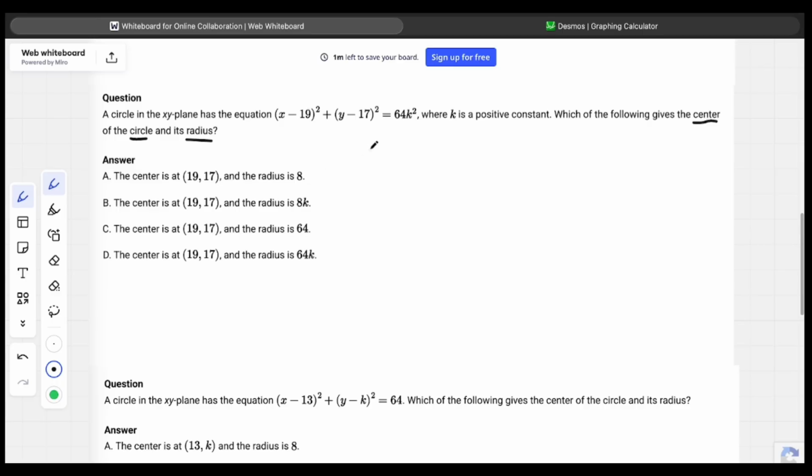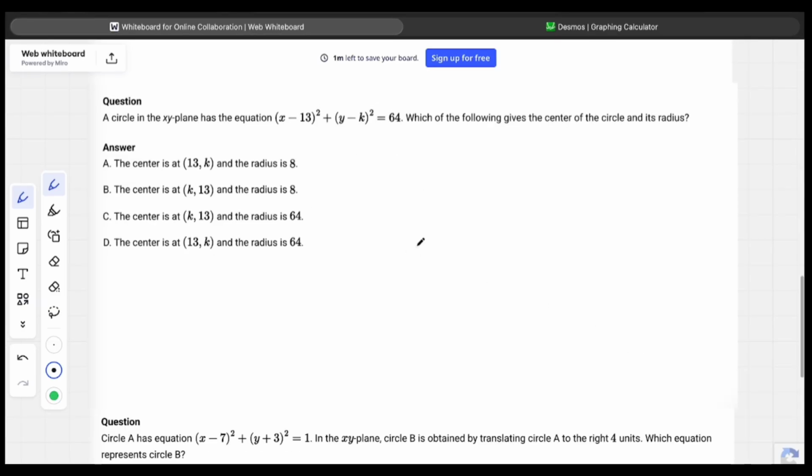So just like we did in the last question, we know that this is our r squared. So all we have to do is make this equal to r squared. And how do we solve from here? We're supposed to square root both sides. Now when we do this, this becomes r. Well, what happens on this side? You have to square root each one by themselves, so the 64 by itself and the k squared by itself. What is the square root of 64? It's 8. And the square root of k squared is k. So that means our radius is 8k, which is B.